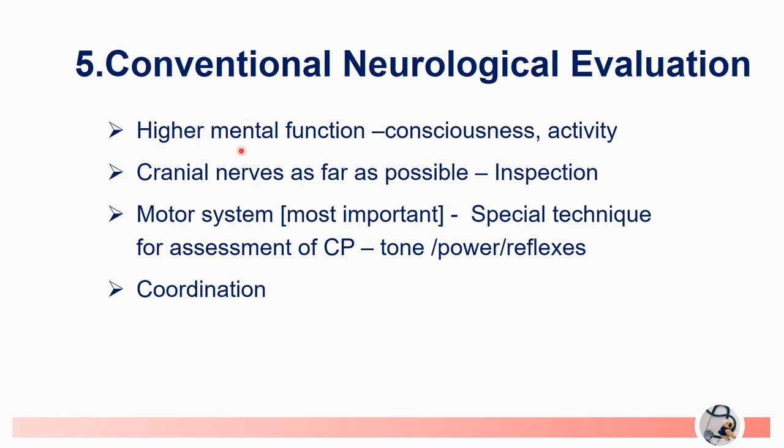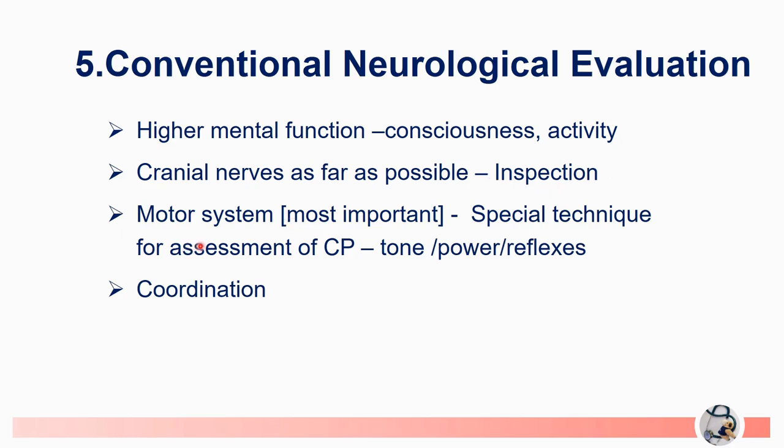So start with the higher mental functions. Here doing it in detail like you do for other children is not possible, because the child will not be obeying your command or cooperating with you. So see in general the consciousness, activity, how alert the child is. Just the general part you can see. After that you will do the cranial nerve examination. That is also as far as possible. Mainly by inspection you should try to cover the cranial nerve examination, because in cranial nerve examination you have to give instructions which the child is not going to follow. So as far as possible, how much you can do, you will do, and then present accordingly.